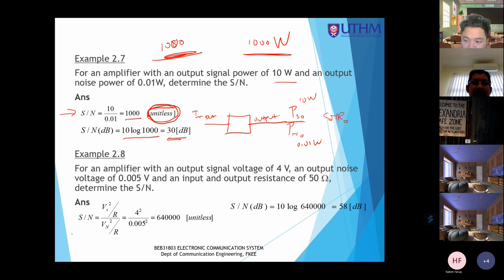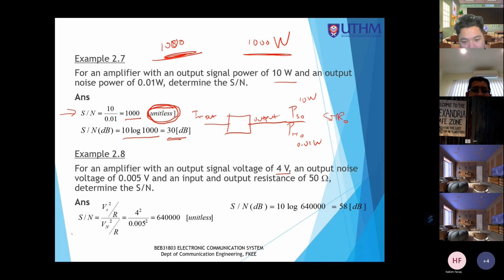Okay. And then what? Example 2.8. For an amplifier with an output signal 4 volt and output noise voltage 0.05 volt and an input and output resistance of 50 ohm. Determine the signal to noise ratio. So now you are given in terms of voltage. Okay, you are given in terms of voltage.